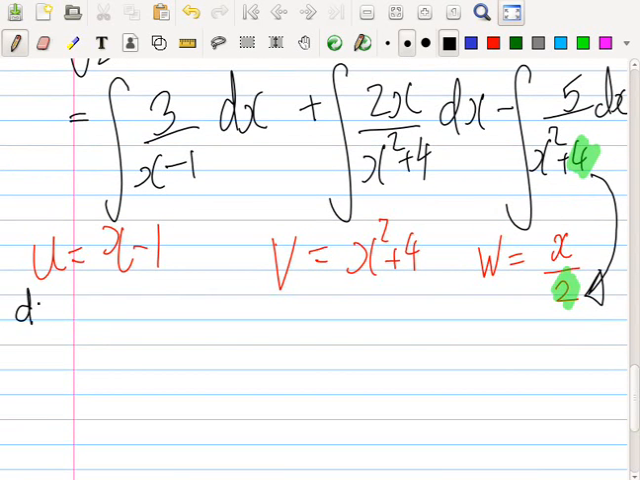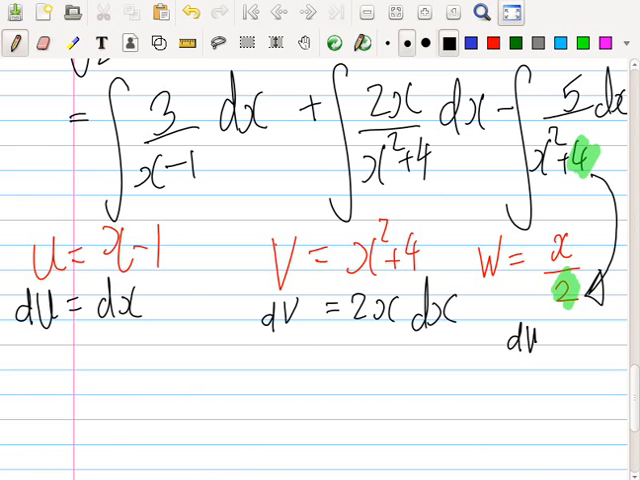So here, what does du dx equal? 1. Yeah, du dx equals 1, so du equals dx. Here, what does dv equal? 2x dx. And then here, what does dw equal? A half dx. So I can bring the 2 up here. And I should bring the 2x down here. So dv over 2x equals dx.